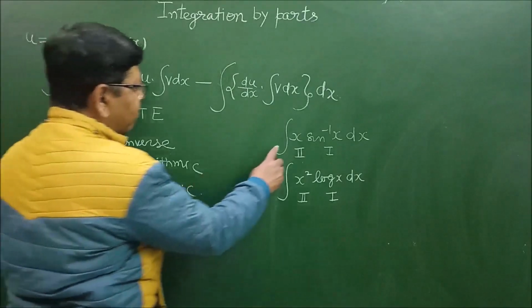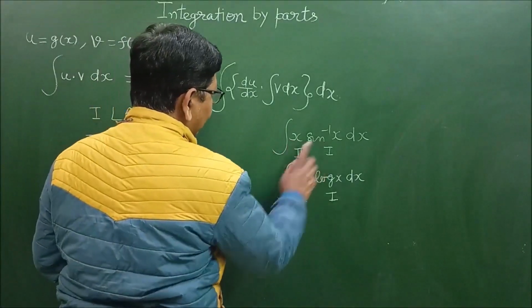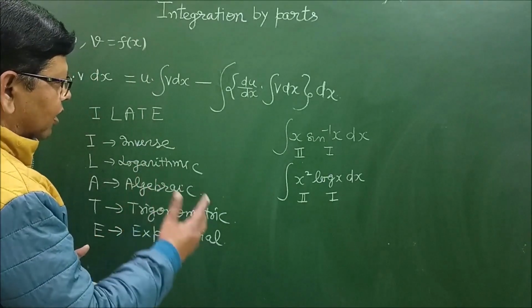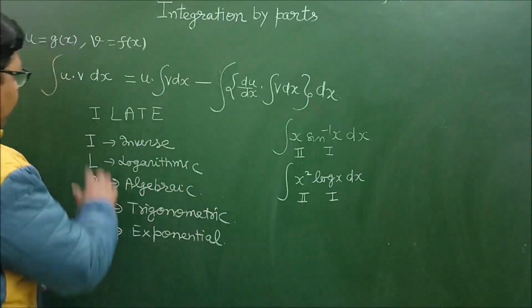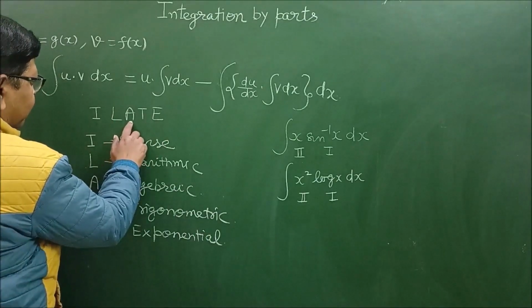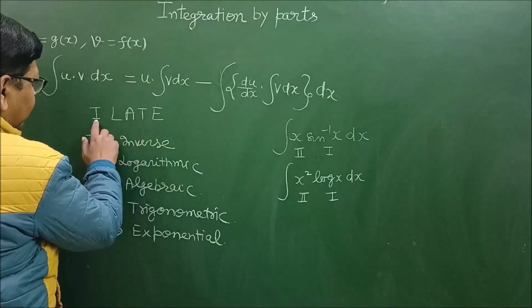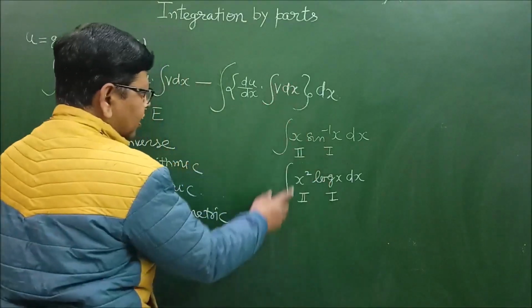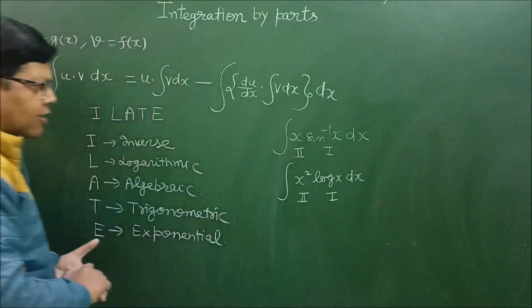For example, if we have the integral of x sin inverse x, there are two functions, one is an algebraic function and the other one is an inverse function. Now in this order, algebraic function is at the third position, inverse is at the first position. So the inverse function will be taken as first and the algebraic function will be taken as second.